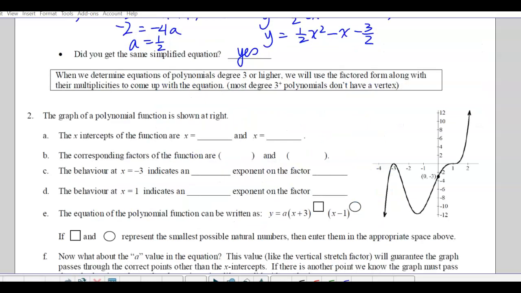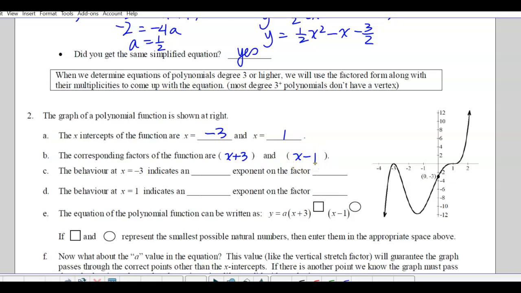Okay, so when we're looking at degree 3 or higher polynomial functions, we're going to use factored form along with the multiplicities. So here's an example. Graph of a polynomial function is shown at the right. So let's go through x-intercepts. 2 of them, negative 3 and positive 1. Okay, so what are the factors that give those? x plus 3, x minus 1.